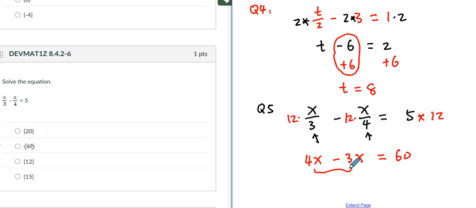Combine like terms. What do we get? 4 minus 3 is 1. 1 times x is just x. So x is 60. So this answer will be correct.